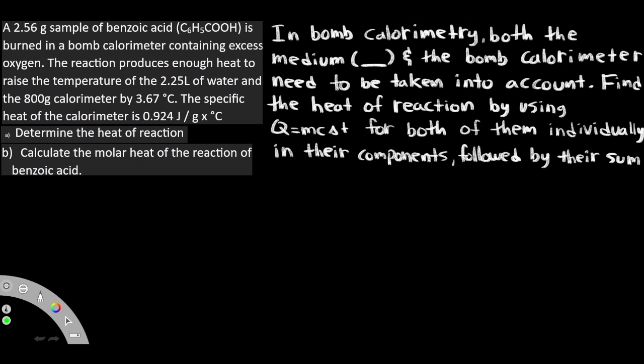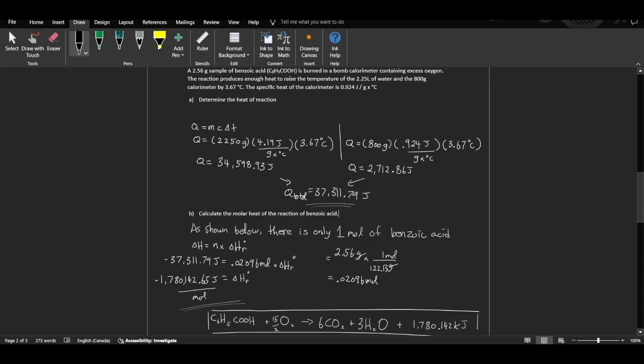In bomb calorimetry, however, both the medium, right, so our H2O in the liquid state, and the bomb calorimeter need to be taken into account. So by doing that, you just use Q is equal to mcΔT for both of them individually, and then you sum them up. That's how you can find the heat of the reaction. And then can you also calculate the molar heat of the reaction of benzoic acid? Try it yourself, pause the video, and I'll give you the answers shortly. This is the answer.